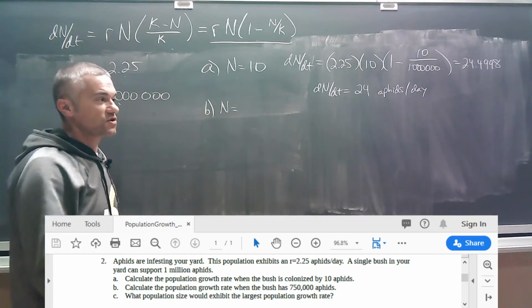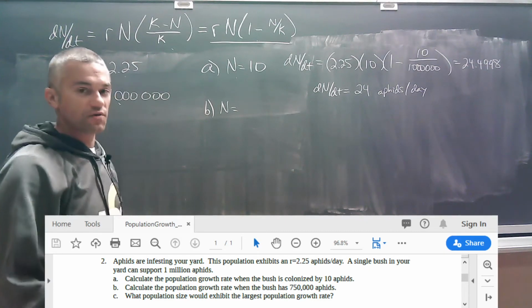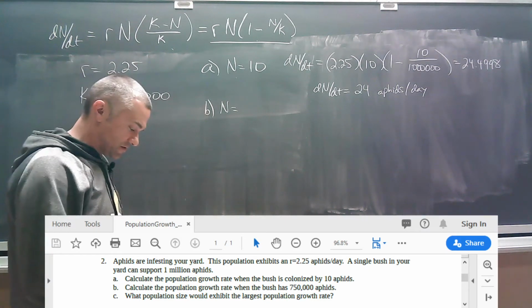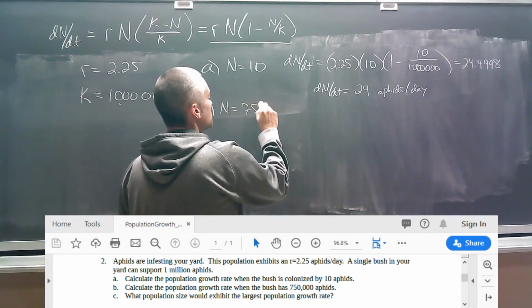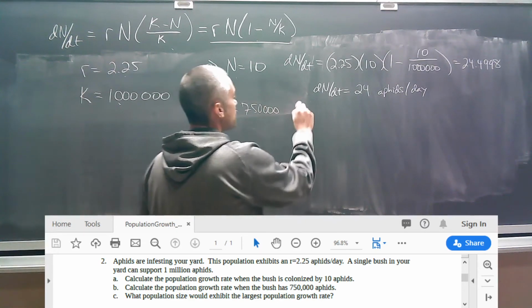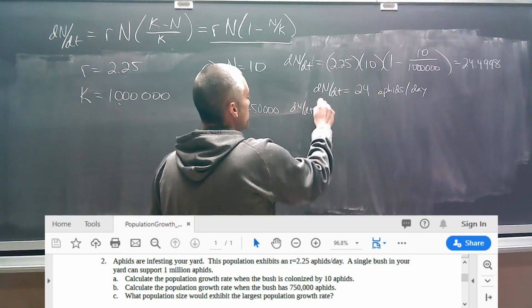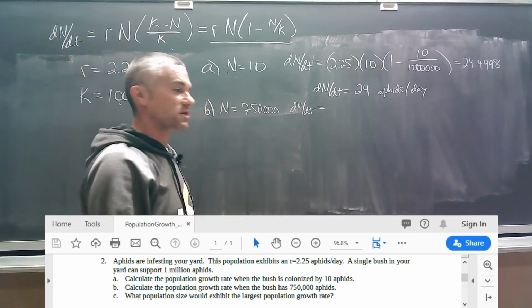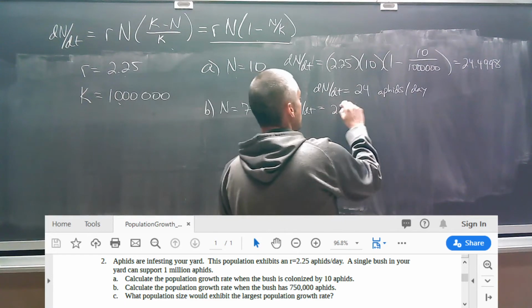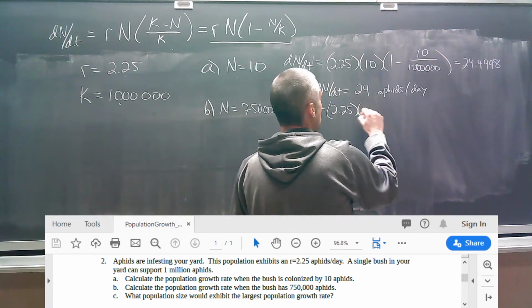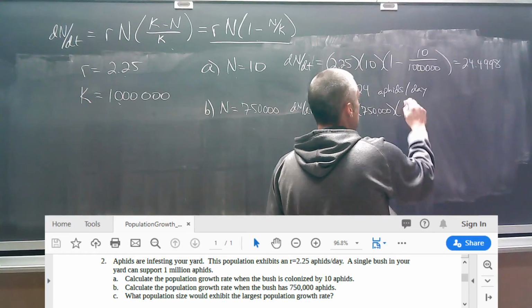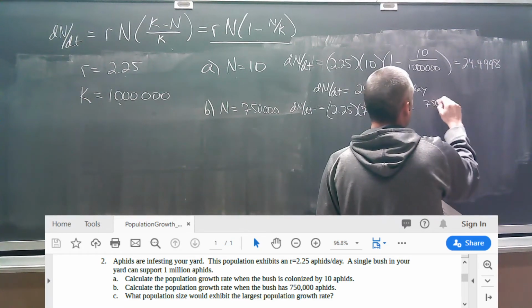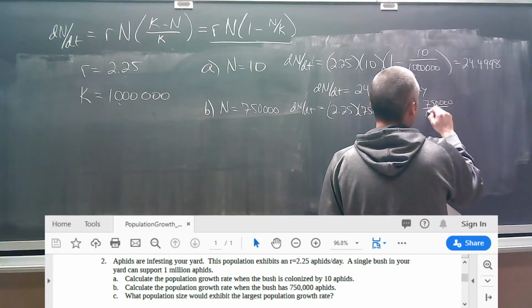Question B changes our population size. Now, let's assume the aphids have had time to grow and reproduce on our plant. So now we have 750,000 aphids. So just as before, I'm going to use this logistic growth equation and substitute each of our variables. So 2.25 times 750,000 times 1 minus 750,000 over 1 million.